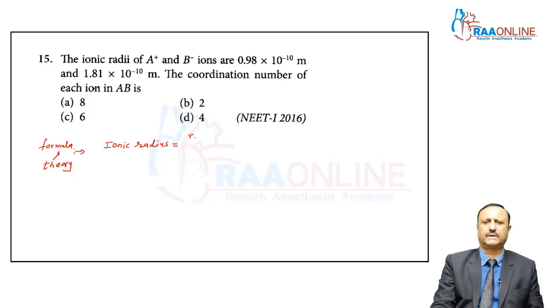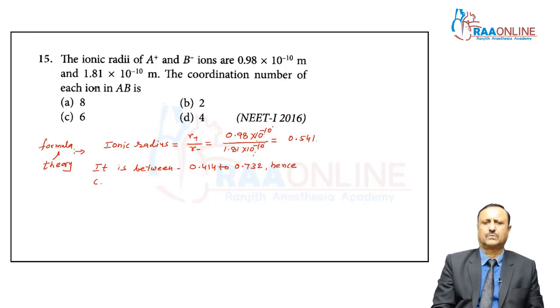The radius ratio is R+ upon R-. R+ is the cation, 0.98 into 10 to the power minus 10, and the anion is 1.81 into 10 to the power minus 10. In this way, you can divide them, and when you calculate this, the powers cancel. The decimal point is removed, 98 upon 181. It means you get 0.541. My dear students, this radius ratio is between 0.414 to 0.732.